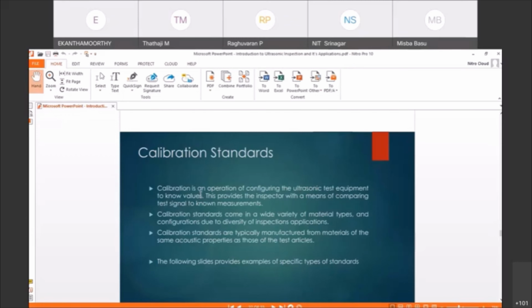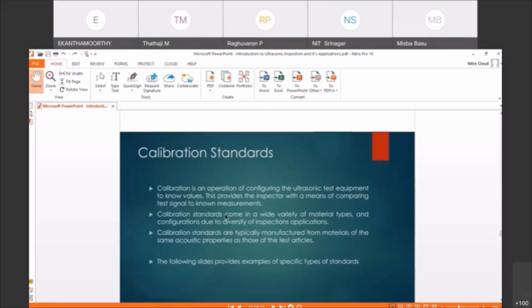We'll have some standard calibration blocks. I will show them in upcoming slides. Using the standard known values, we will check whether this ultrasonic test equipment is working properly or not. It provides the inspector a means of comparing the test signal to the known measurements. We'll compare the test result with known measurements. And calibration standards come in a wide variety of materials, based on the inspection applications.